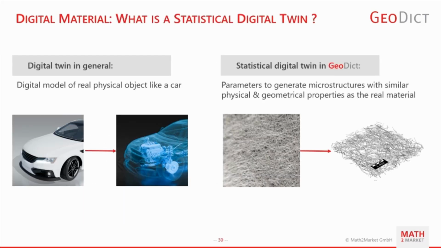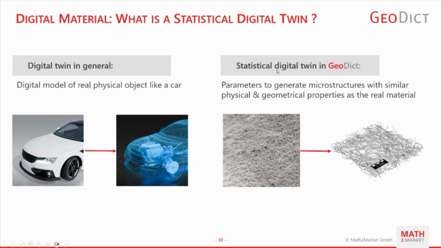I mentioned the term digital twin many times today, but what does it actually mean? Especially in regards to these complex microstructures. So in general, if people talk about a digital twin, they mean a digital model of some real physical object, like kind of a car, and this should be a 1-to-1 match of the object. So for the microstructures, we cannot aim to create models that have the fibers or the grains exactly at the places as the real material. And in fact, this is not necessary.